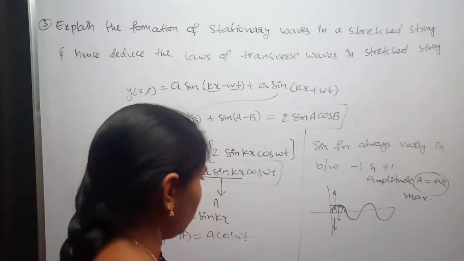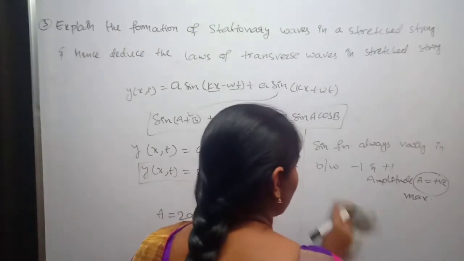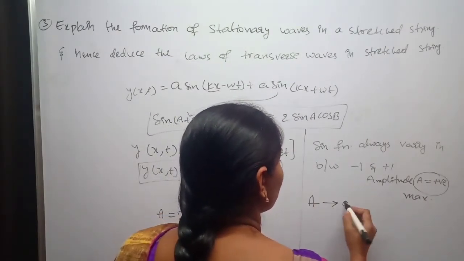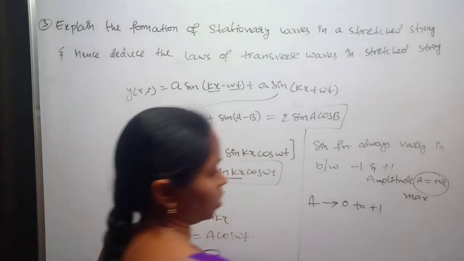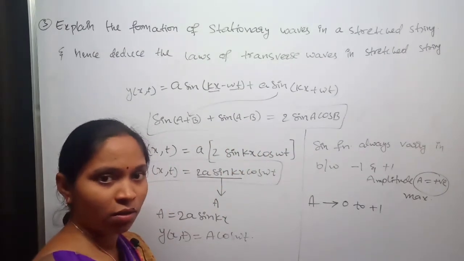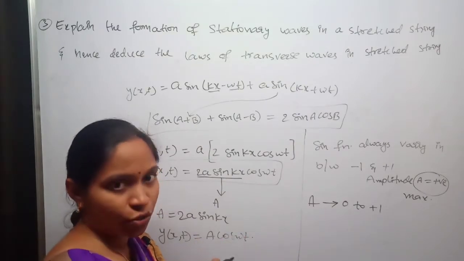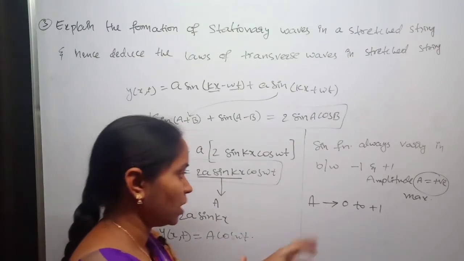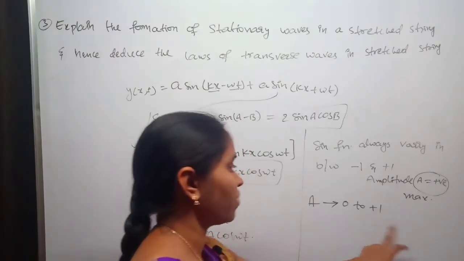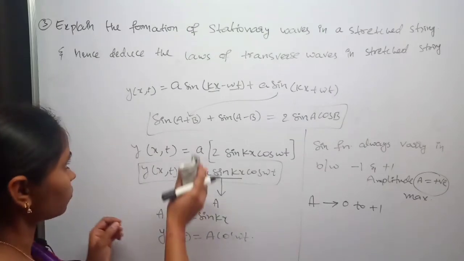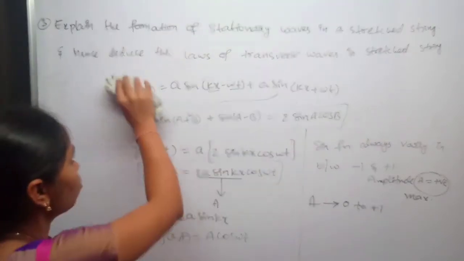Therefore the amplitude is varying between 0 to +1 only. This minus sign or plus sign indicates the direction only. It will have always maximum value. Okay, now shall I rub this? Did you copy it?